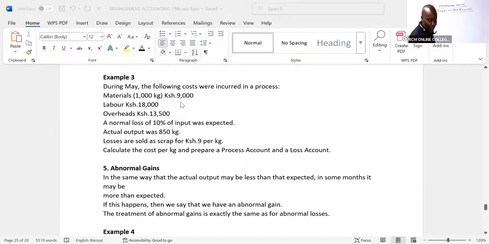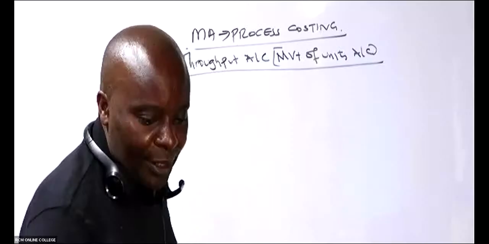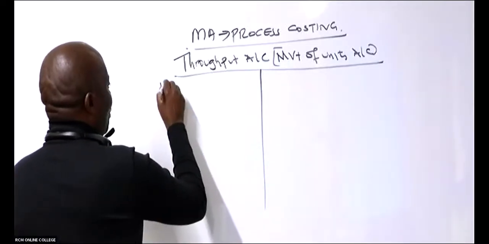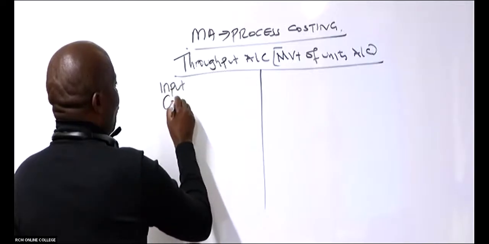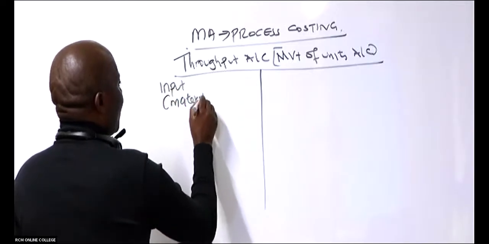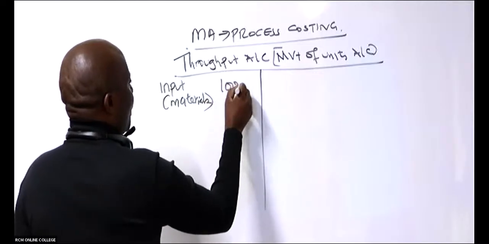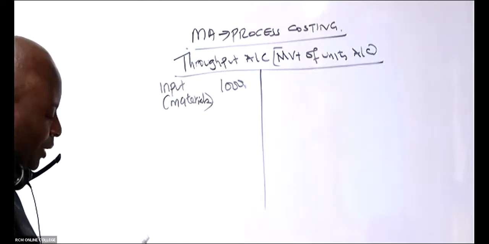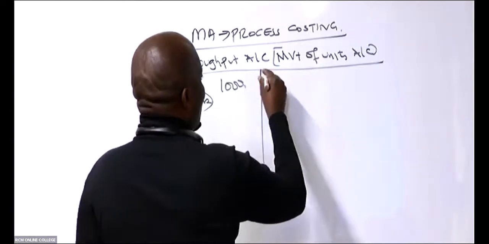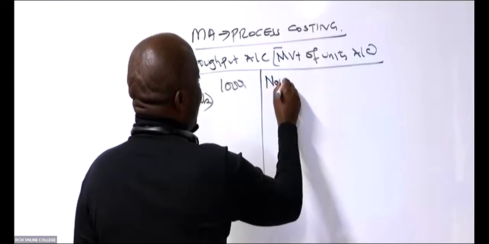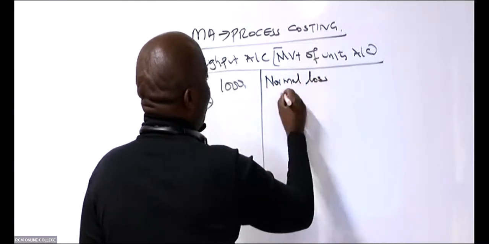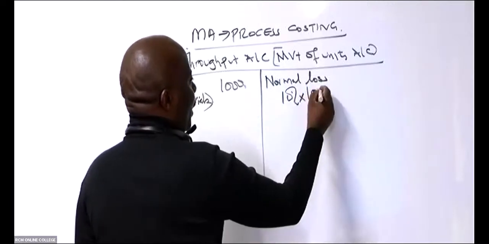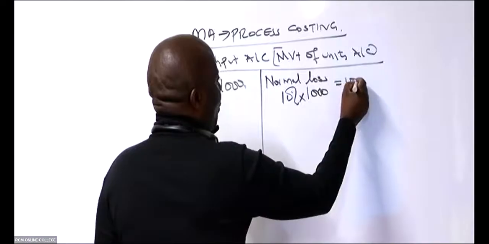And this is how it shall look. It's just a normal T account. So we have input in the form of materials, 1,000 kilograms being put in. And then, ladies and gentlemen, we have our normal loss. So what is our normal loss percentage? They have told us it is 10% of the input. 10% of 1,000 gives us 100.